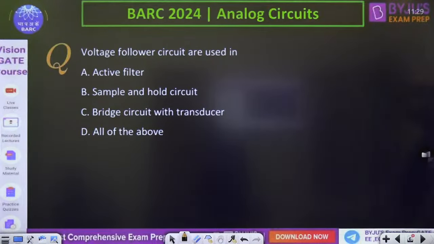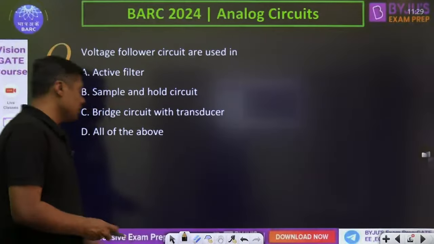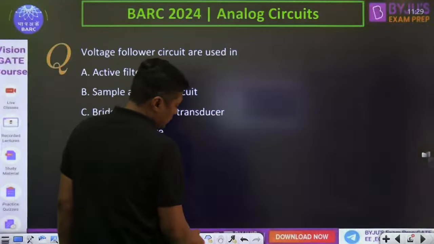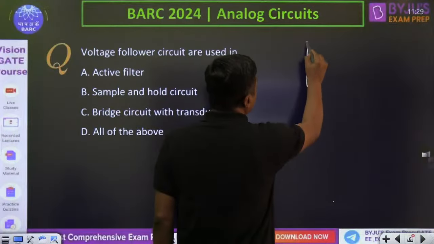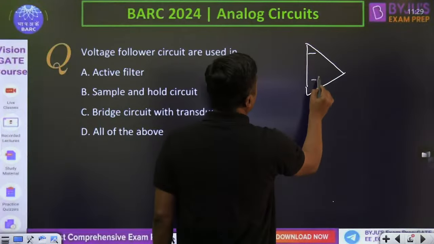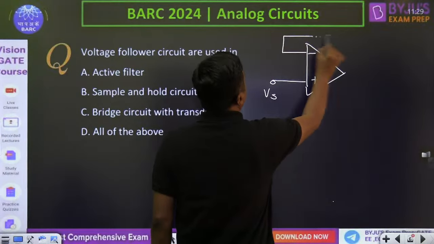Voltage follower circuits are used in active filter, sample and hold circuit, bridge circuit with transducer, all of the above. What is the voltage follower and what are the applications of the voltage follower? So quickly, I'm going to give you the idea about the voltage follower. This is the voltage follower. Here we are giving the input and there is a negative feedback.